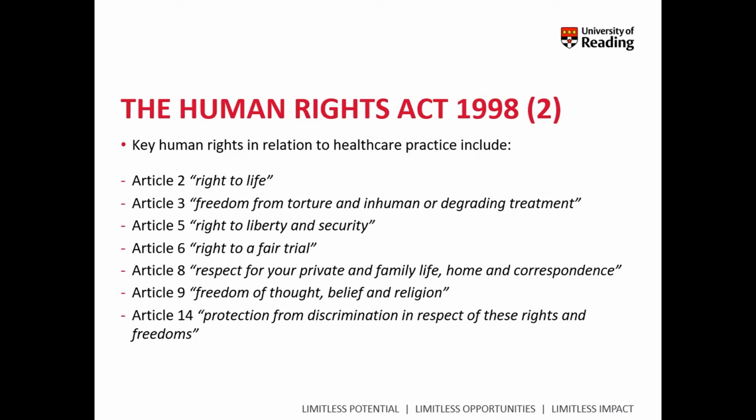Article 2, the right to life, is an absolute right. And then Article 14 leads on to the Equality Act, which I'm going to talk about now. That's really protection from discrimination in respect of these rights and freedoms. It's a right not to be discriminated against, when somebody is treated in a different way compared to somebody else in a similar situation. So that's what discrimination is. That was the Human Rights Act in a nutshell.